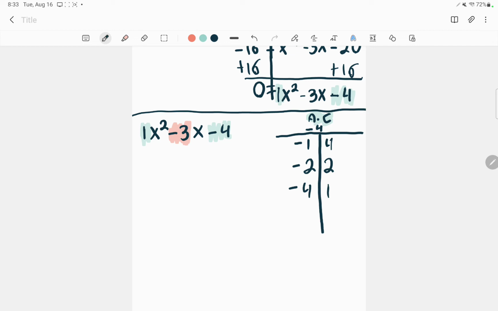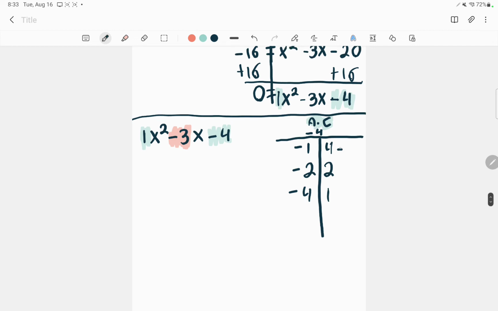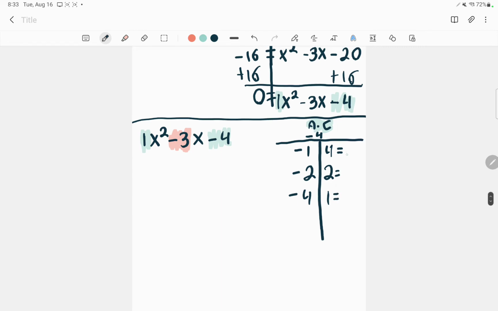Now I'm done with that. Now what I have to figure out is whenever I add them, what do I get? So the first one, negative 1 plus 4 is going to be positive 3. Now, negative 2 plus 2, 0. Negative 4 plus 1, negative 3. So I'm pretty sure you already figured out which one we're going to be using, right? Yes, this one right in here is going to be the one we're going to be using, because if I add them, it's going to give me a negative 3.